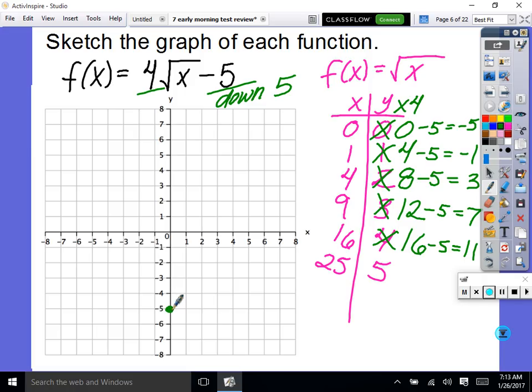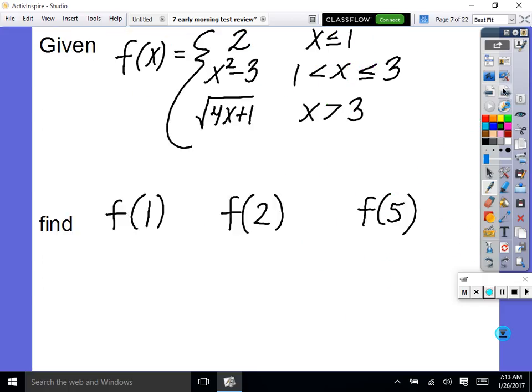Over 0, down 5. We just plotted that point. Over 1, down 1. Over 4, up 3. And then over 9, so that one doesn't fit on my graph. So I can stop, but if it did, I'd just go plot that. So now look, I'm going to connect it because I know what a square root function looks like, and we're all good. Okay, questions on that? Okay, those are 2 questions on the test.